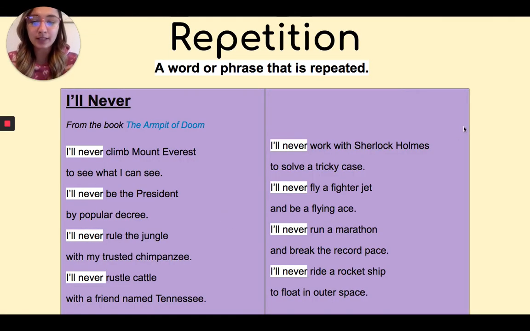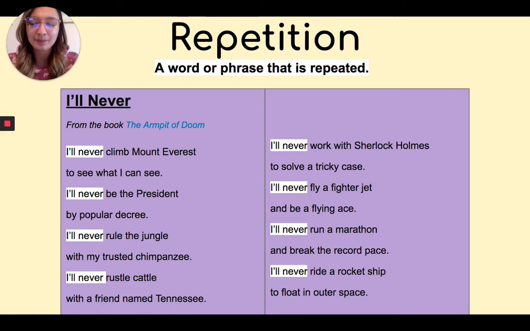The first thing that we are going to learn about is repetition. Some poems have repetition, so this is a word or phrase that is repeated more than one time. I have an example for you here underneath. This example is called I'll Never, and it's from the book The Armpit of Doom. And I did look this up. It looks really funny. It's on Amazon if anyone is interested.